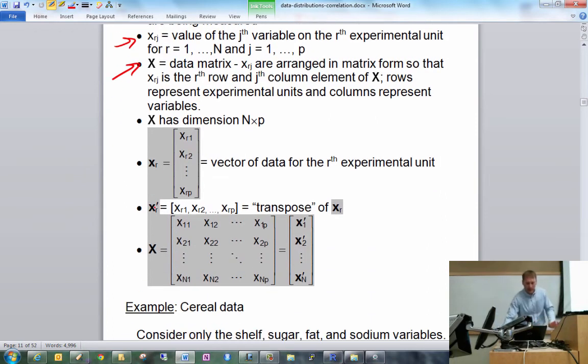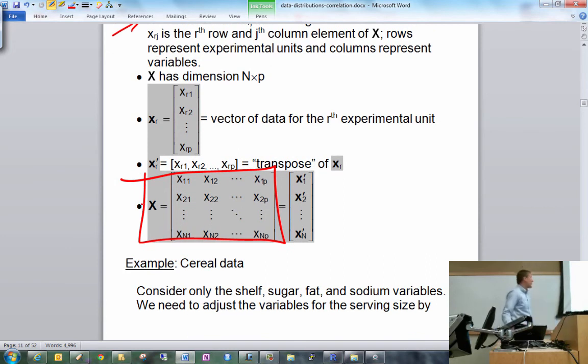This is what the form of the data matrix looks like. For example, x sub 1,1 represents the first observation for the first variable. X sub 1,p represents the first observation for the pth variable. X sub 2,1 represents the second observation for the first variable. So this is the structure of our data always. Again, the first index in a matrix always corresponds to the rows. The second index always corresponds to the columns.